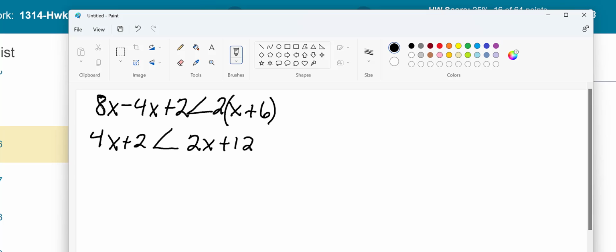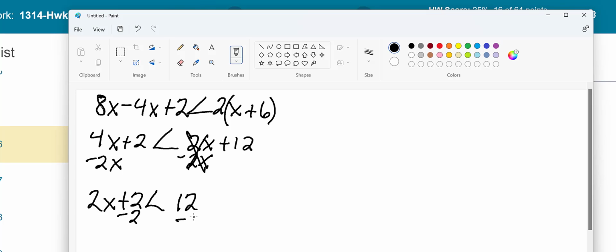So what we can do is we can minus 2x here and minus 2x here. That's going to get us 2x plus 2 less than, and we got rid of that, 12. But now we have another term that is not like that 2x, so we're going to minus that 2 here and minus the 2 here. That's going to get us 2x is less than 12 minus 2, which is 10.